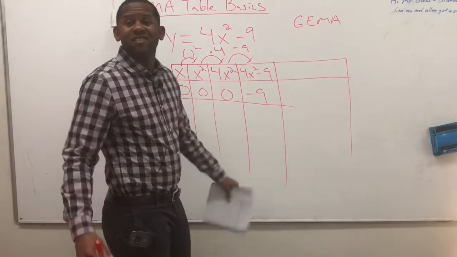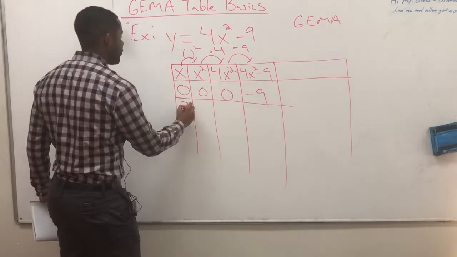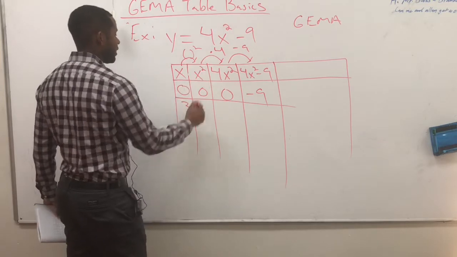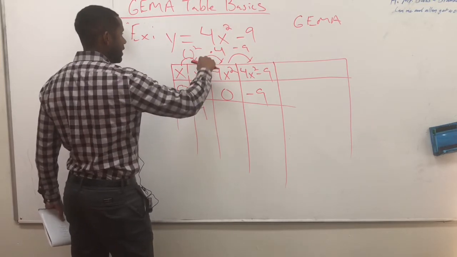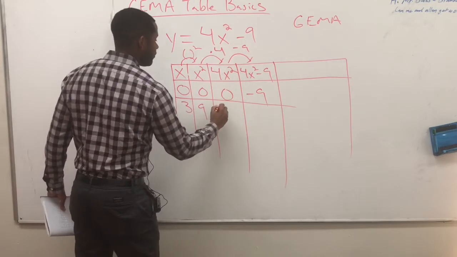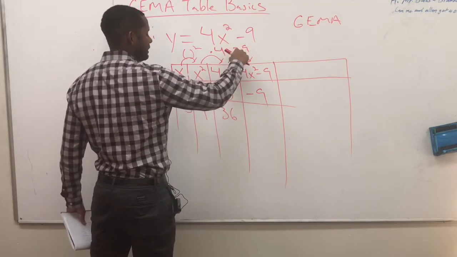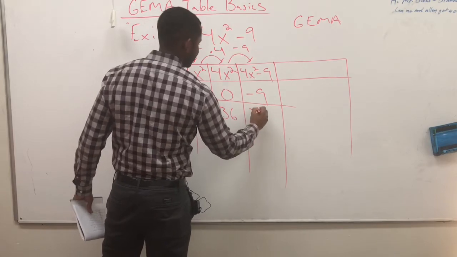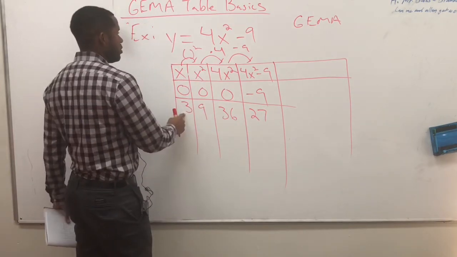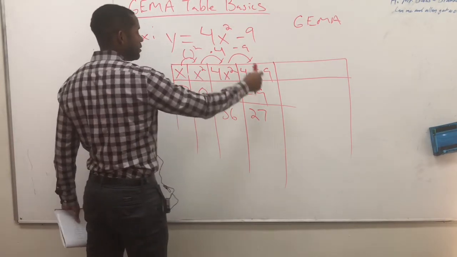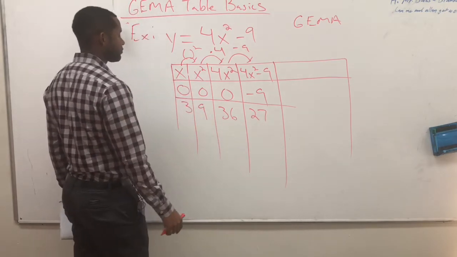But now I want to see, it's nice because I can use this. Well, what if x is 3? I don't know. All right, 3. 3 squared is 9. 9 times 4 is 36. 36 minus 9 is what, 27? When x is 3, y is 27.